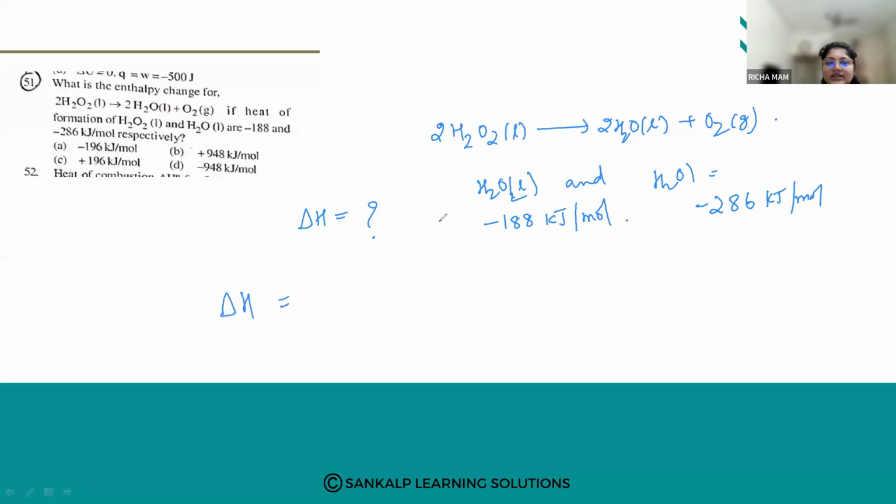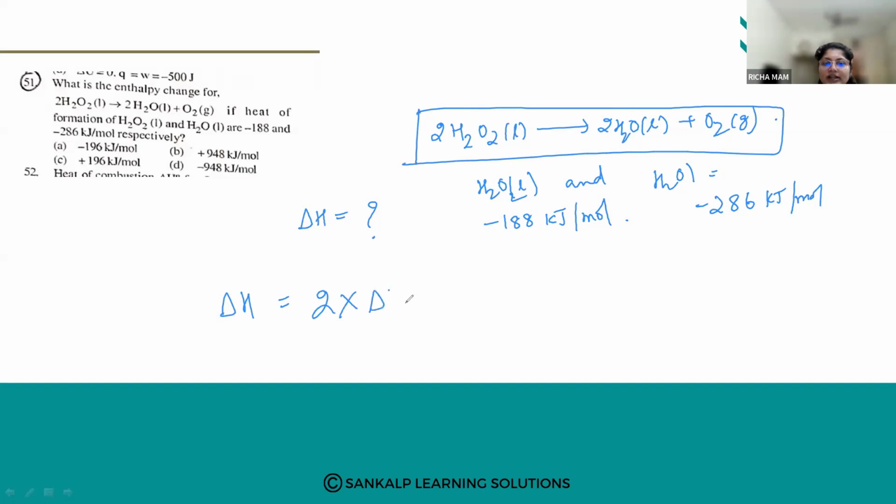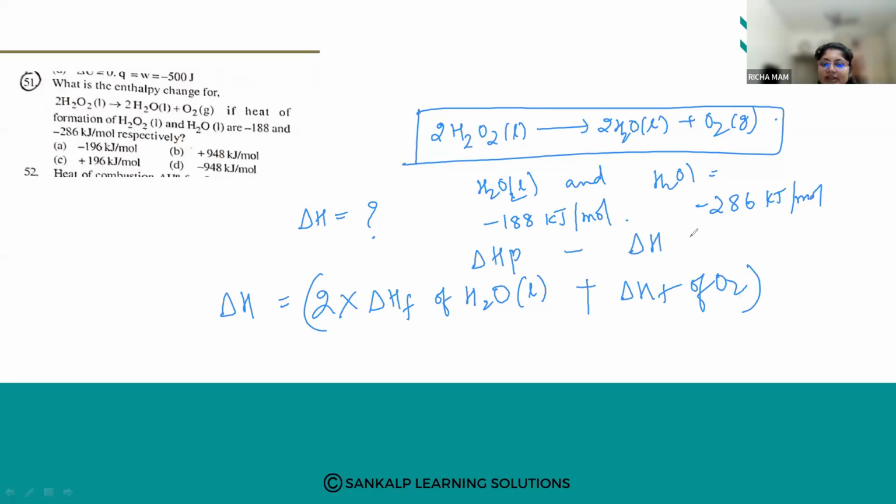So change of enthalpy is given as what? You have to add the heat of formation. So what is the reaction? 2H2O2 giving 2H2O liquid plus O2. So this is delta HF of products minus delta HF of reactants: 2 into delta HF of H2O liquid plus delta HF of O2, minus 2 into delta HF of H2O2. Okay, so put the values.